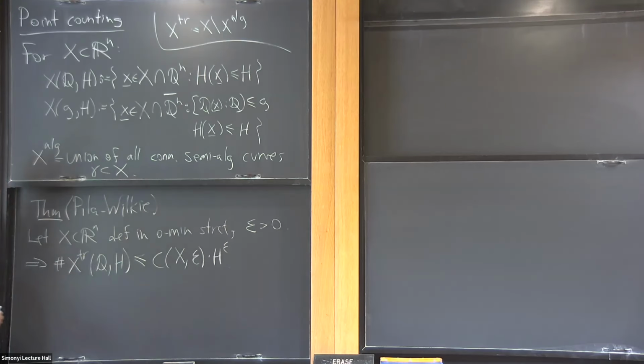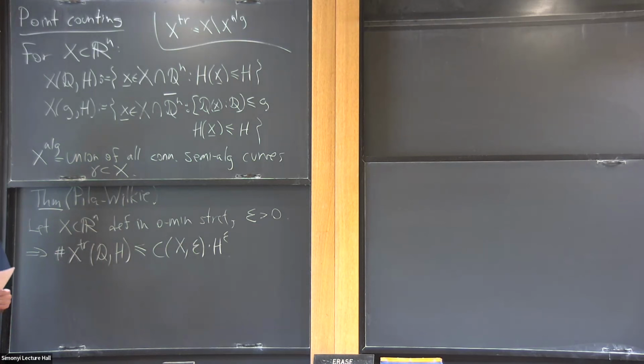The idea is that we don't know how to control the number of rational points in algebraic curves. Algebraic curves can have a lot of rational points, like if X contains the diagonal, for example, then we're going to have a lot of rational points on it. But otherwise we can give this statement.